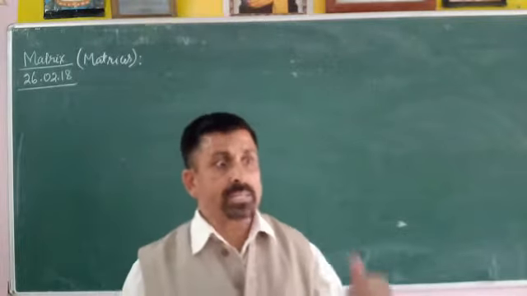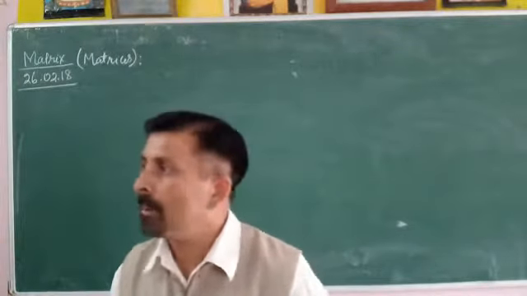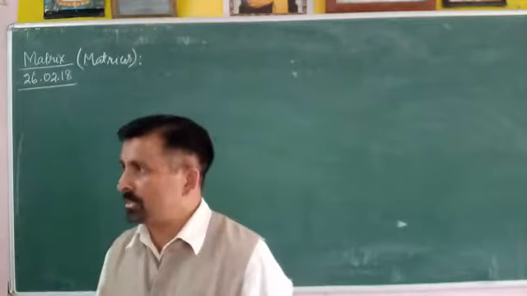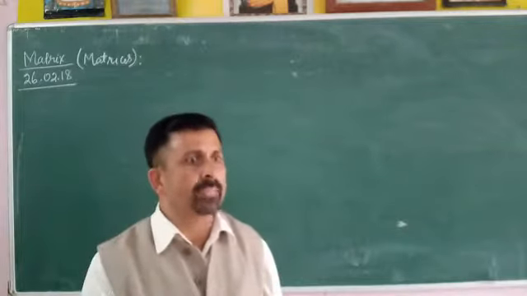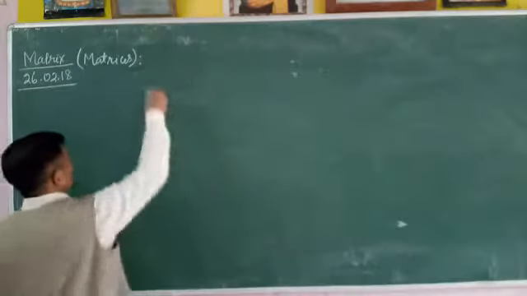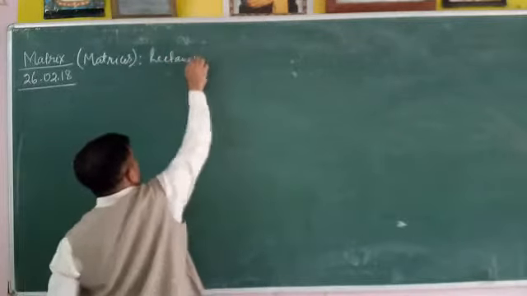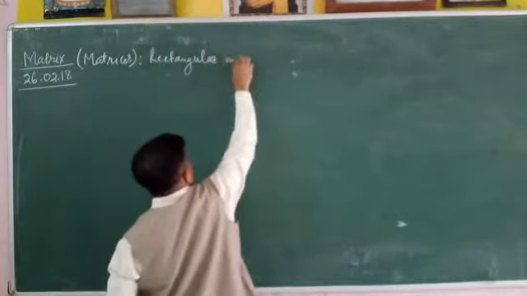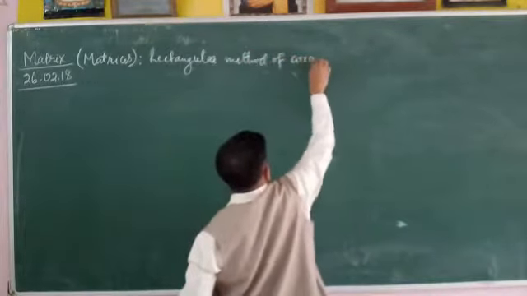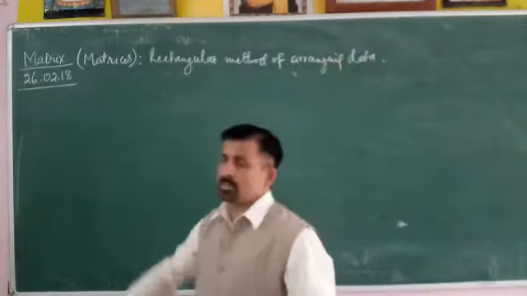Clear? Matrix is the singular form, and the plural form of this is matrices. Is it okay? Now when you write a matrix, we write in the form of rows and columns. Clear? So first of all, the matrix is defined as a rectangular method of arranging data. This is called a matrix.